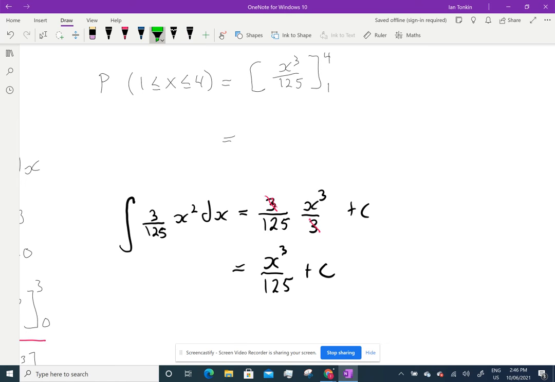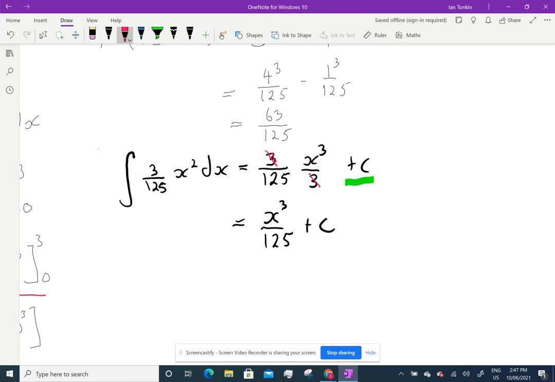But I hear you say, what about the C? Well, if I had parameters in, I'd get a C in both of them and they would cancel out. The C cancels itself out. So I get 4 cubed on 125 minus 1 cubed on 125. 4 cubed is 64. 1 cubed is 1, so we get 63 on 125. And I don't have to go through the process of integrating again and again and again.